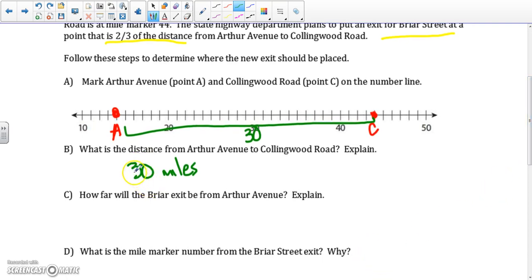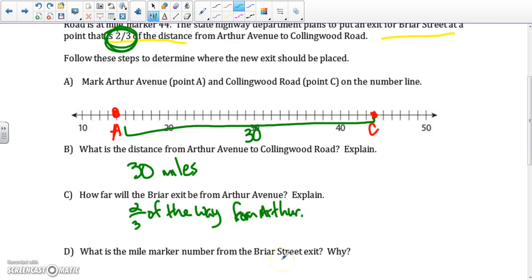Now, just like for the dinner question, we want to split this 30 miles up into a 2/3 distance. So Briar will be 2/3 of the way from Arthur. To do that, just like we did for dinner, we're taking that whole 30-mile distance, cutting it into thirds basically, and then doubling it. We cut that $100 dinner into 5 equal parts, and each couple pays double that amount.